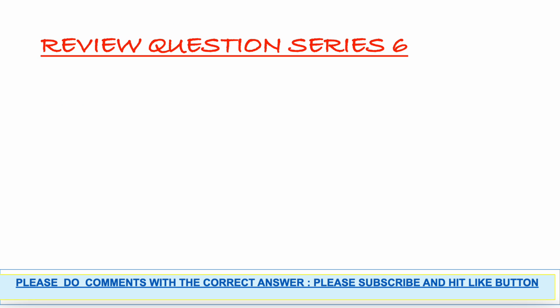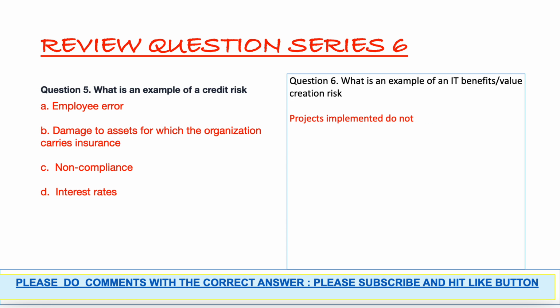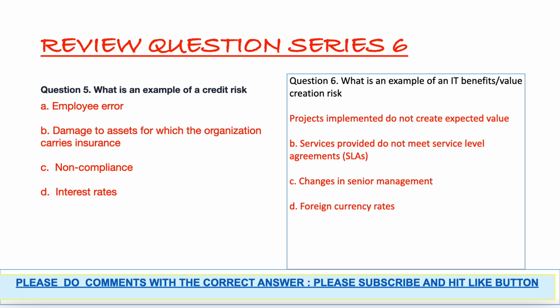Moving further ahead in the question answer series. What is an example of credit risk? Employee error, damage to asset for which the organization carries insurance, non-compliance, interest rate. And at last question, what is an example of IT benefit and value creation risk? Projects implemented do not create the expected value. Next option, service provided does not meet the service level agreement. Next option, changes in the senior management. And at last, foreign currency rates.